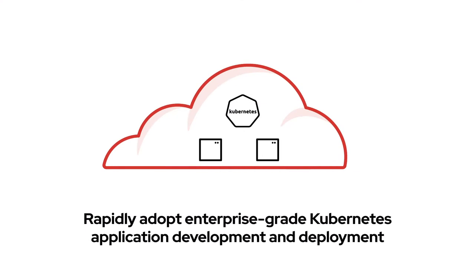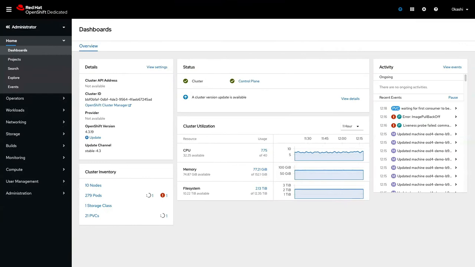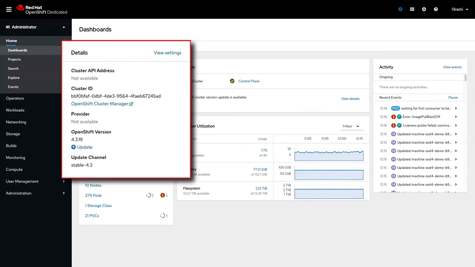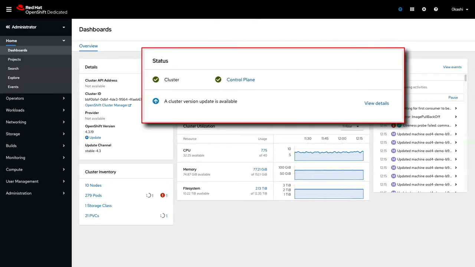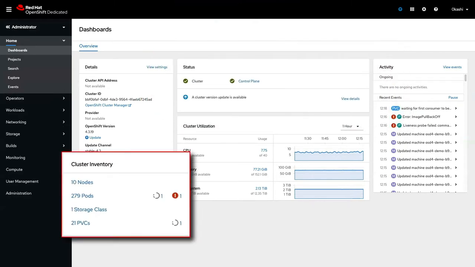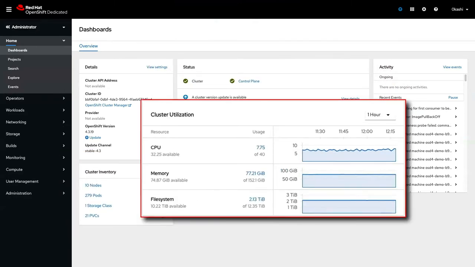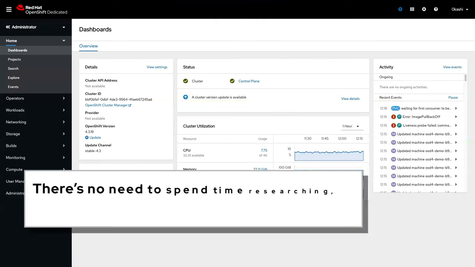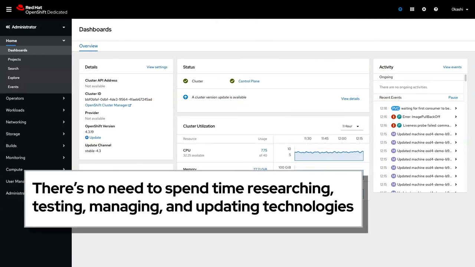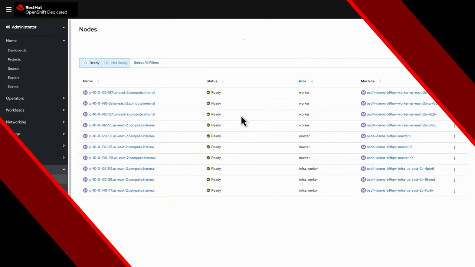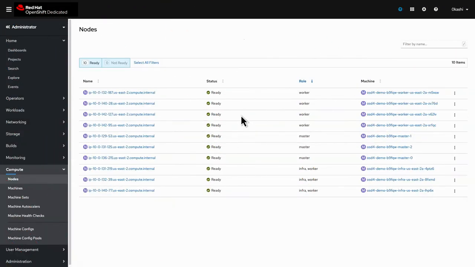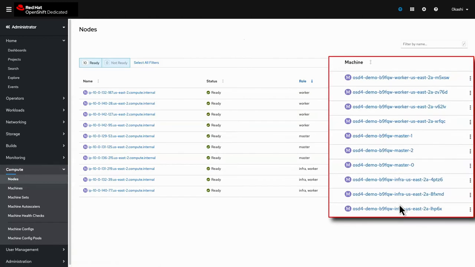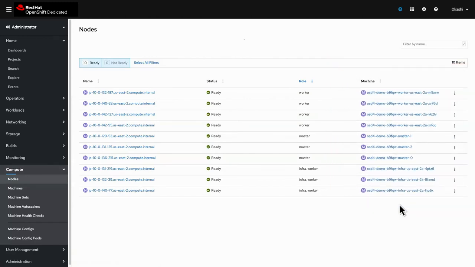and deployment. With OpenShift Dedicated, part of our managed portfolio, Red Hat manages, operates, and supports the underlying infrastructure with a guaranteed SLA and in compliance with leading certifications. So there's no need for you to spend time researching, testing, managing, and updating technologies yourself. Rather than spending days or weeks setting up your infrastructure, you can get started immediately.